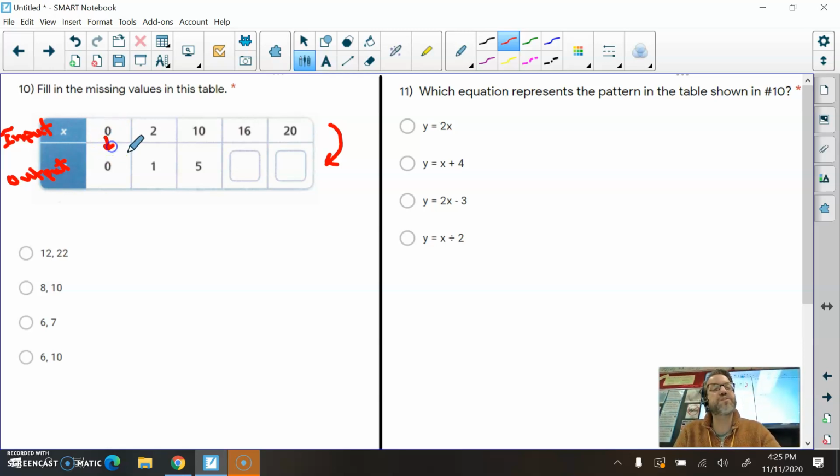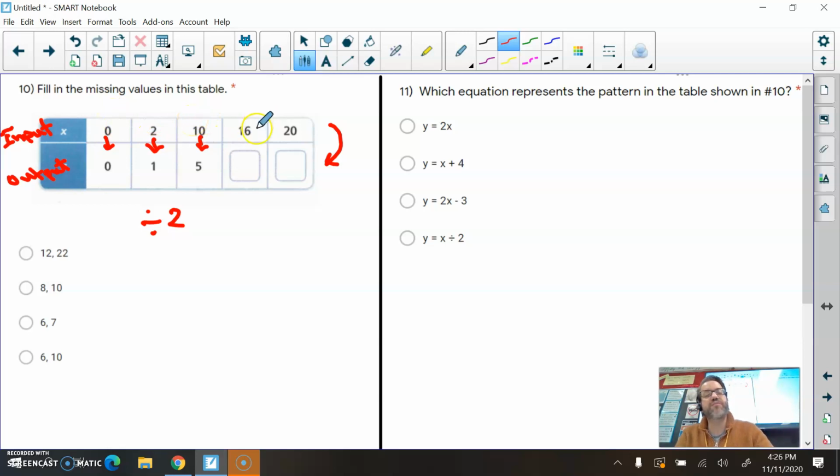How do we get from 0 to 0? From 2 to 1? From 10 to 5? You know what? It looks like I might be dividing by 2 every time. Well, 0 divided by 2 does equal 0. In fact, 0 divided by anything will be 0, as long as you don't try dividing by 0, you can't do that. 2 divided by 2 does equal 1. 10 divided by 2 does equal 5. In fact, you could say these values here appear to be half of these values here.